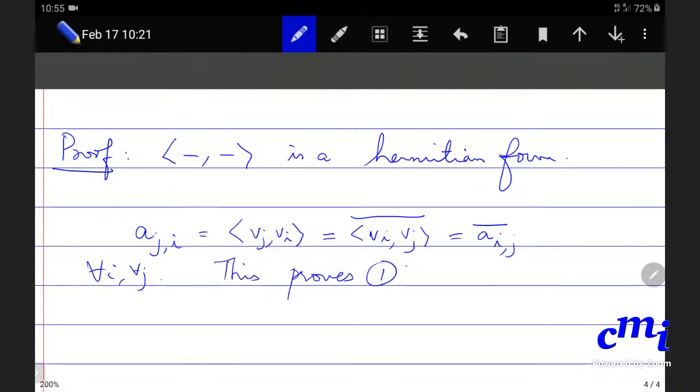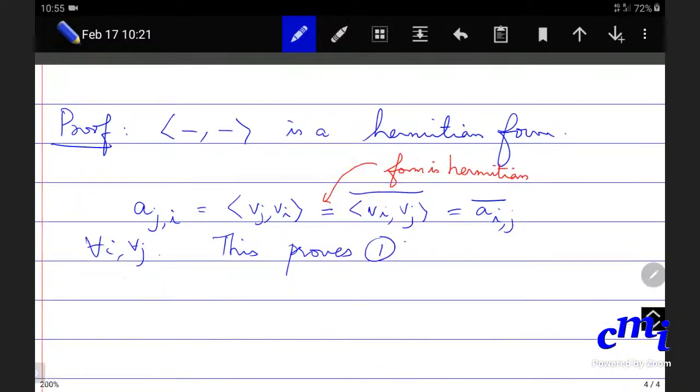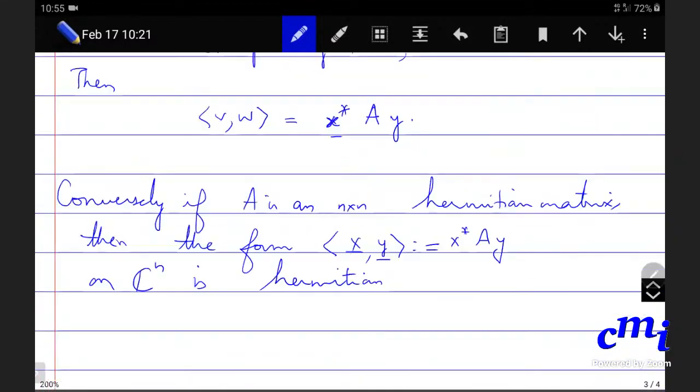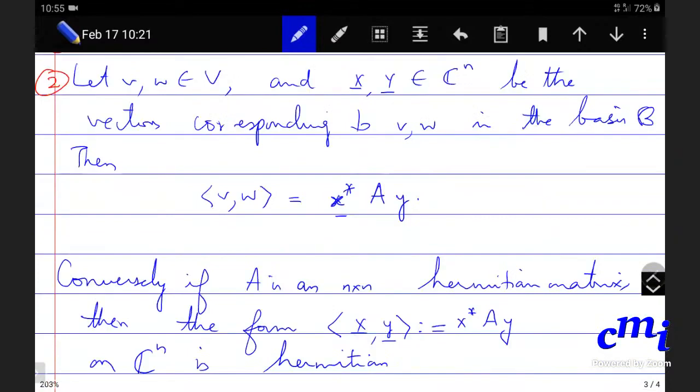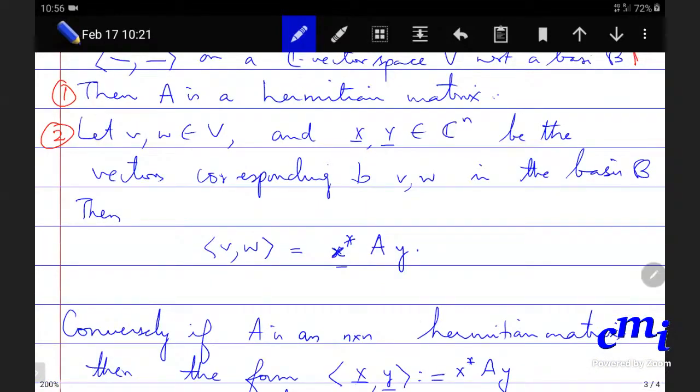One was only this assertion. I just wrote it so that it is stated. It is not all that it is using, so this uses that the form is Hermitian. Okay, so that's a proof of the first statement. The second statement is that concretely this form can be described by this multiplication.